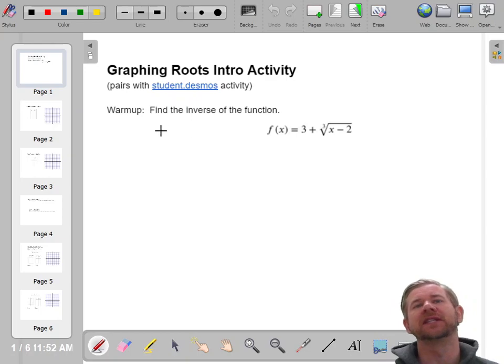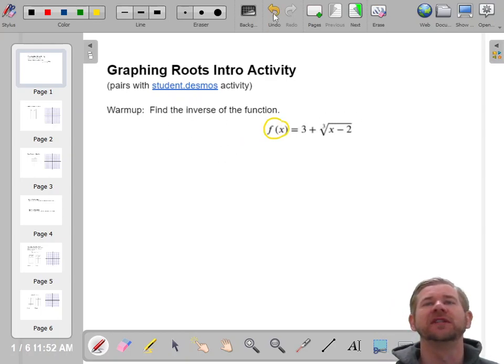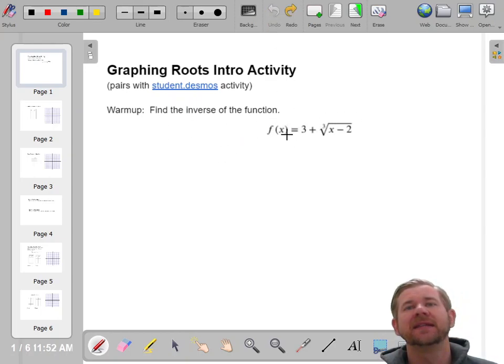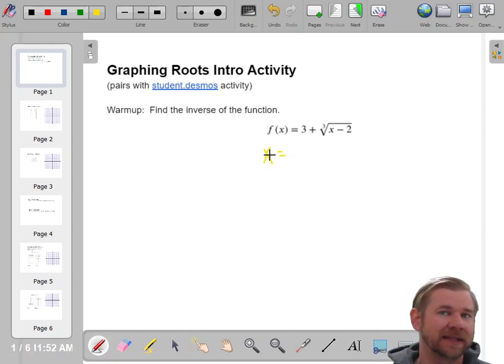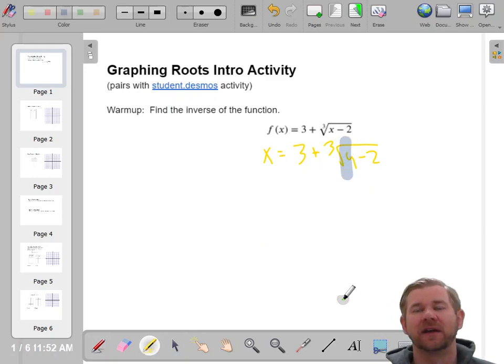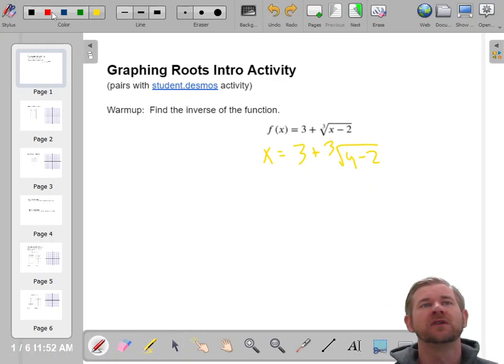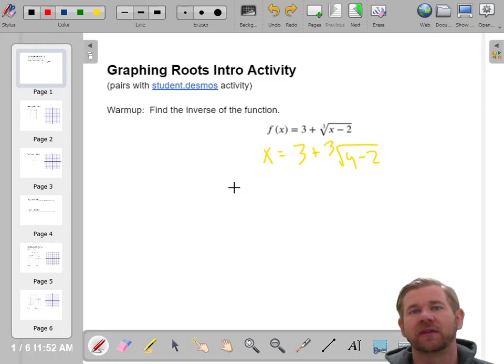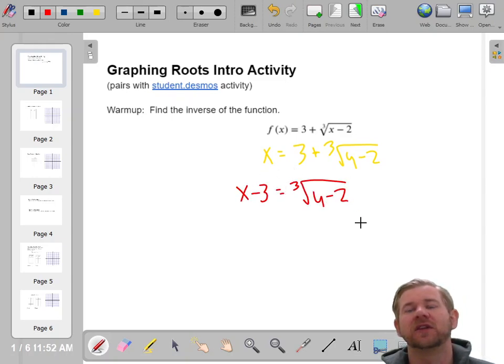As a little refresher, let's find the inverse. So for inverses, you're going to flip x and y. This says f of x, we're going to call that x, that's our output, and we're going to make that our input. And then we're going to say the cube root of, instead of x minus 2, it's going to be y minus 2. Now the goal here is to get y by itself, and then we'll have the inverse function. So to get y by itself, first we'll subtract 3. Now on the left side you have x minus 3. And on the right side you have the cube root of y minus 2.